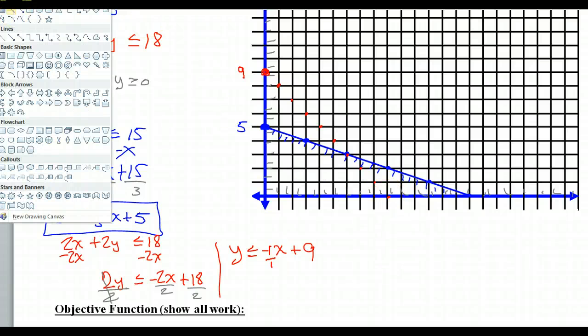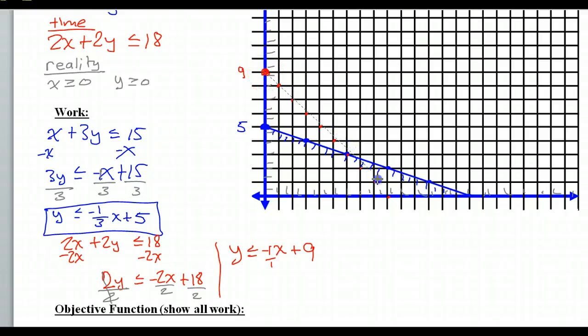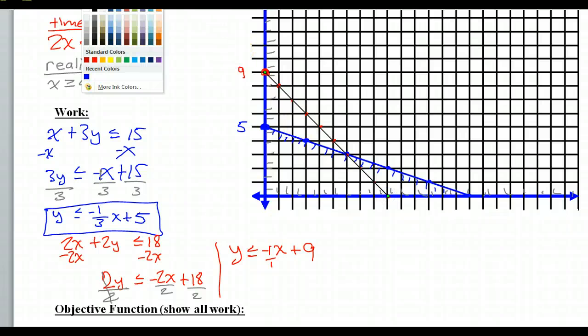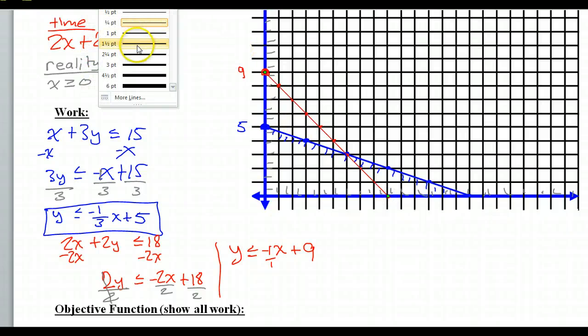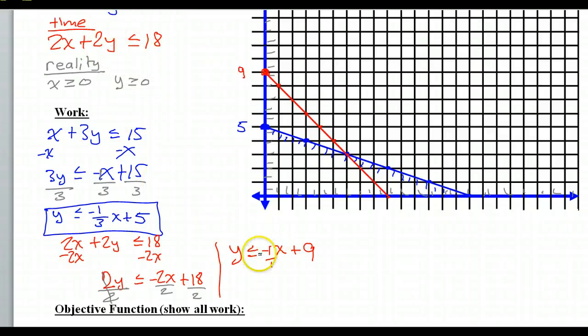Okay, so as I draw that line, you can see what's happening here. And because this again is less than, let's just put a little bit of shading on the below side of the line. Okay, so you can probably see that this is going to be our feasible region right here. All right, so there's our feasible region. There are 4 vertices. Here, here, here, and here.